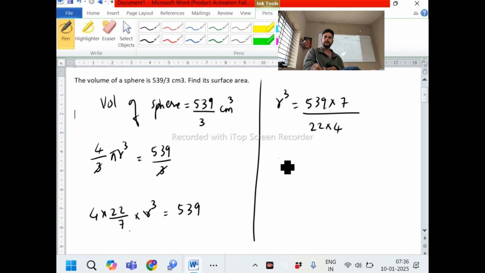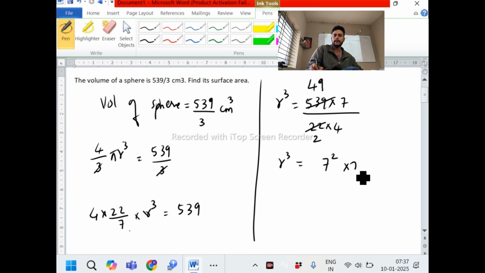R cube is equal to 539 into 7 by 22 into 4. Any cancellation idea? 11 twos are 22. 11 fours are 44. 11 nines are 99. 11 twos are 22. 11 into 49, if you do, you will get 539. So 49 I can write as 7 square.